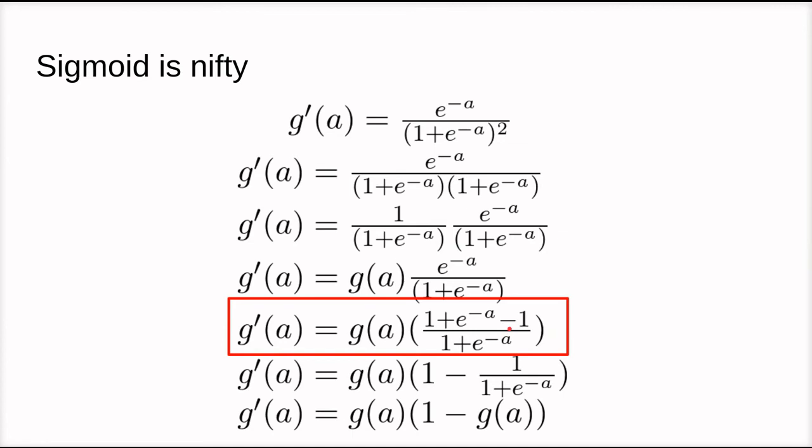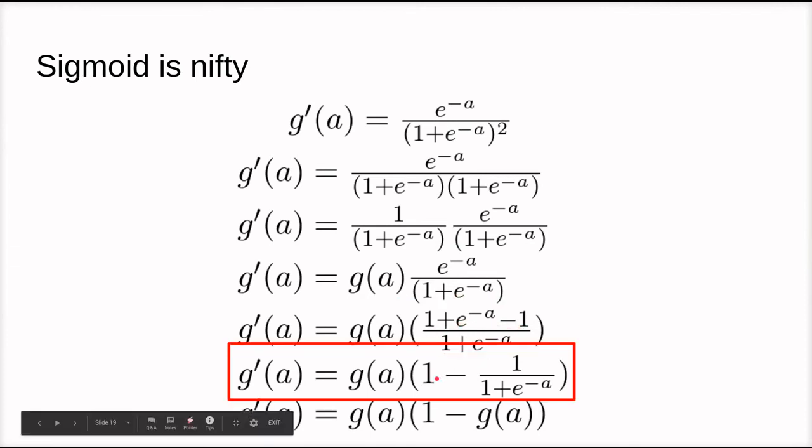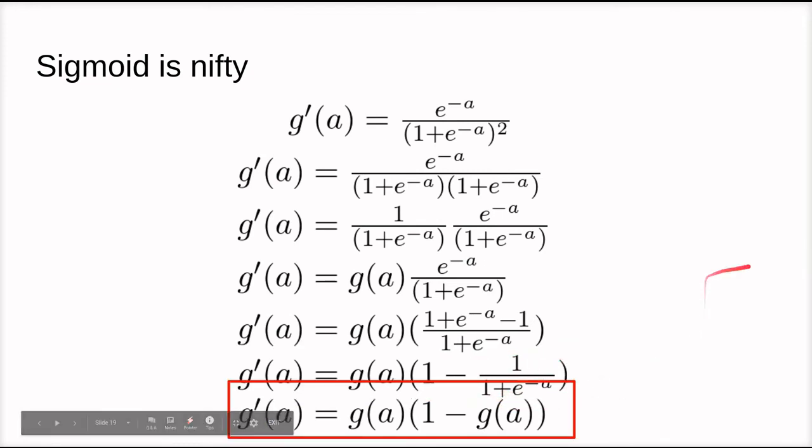We can add 0 to the numerator by first adding and then subtracting 1. We can recognize that there are two fractions here, that this is the difference of two fractions. One is 1 plus e to the minus a over 1 plus e to the minus a, which becomes 1. And then the remainder is just 1 over 1 plus e to the minus a. And this is just the sigmoid function again. And so we can write the gradient of the sigmoid as the sigmoid times 1 minus the sigmoid, or the derivative, I should say, at any point in the input space A.